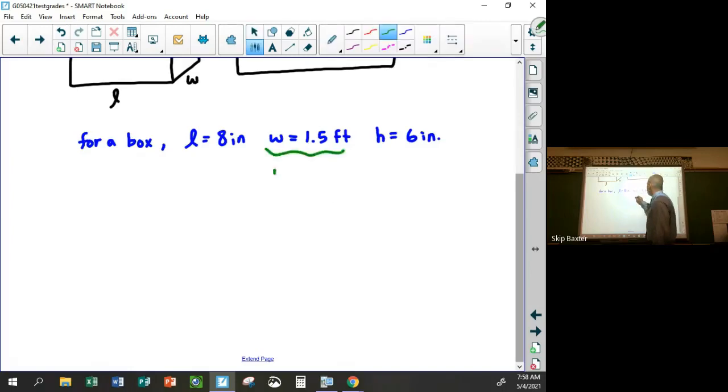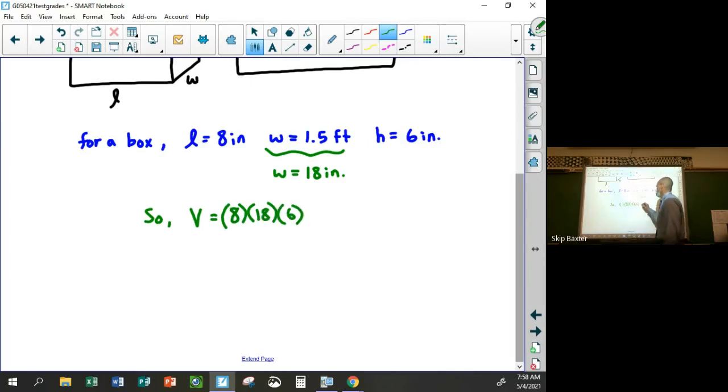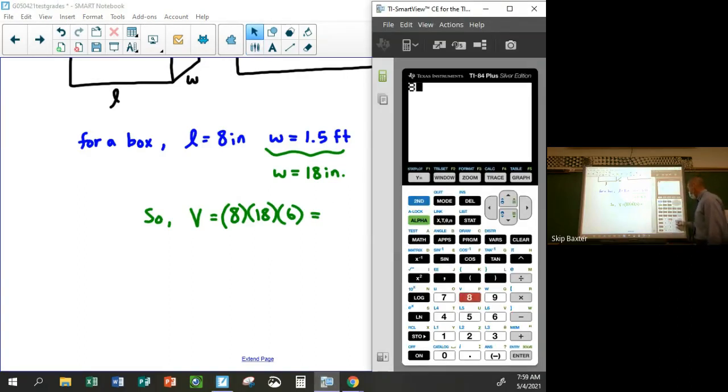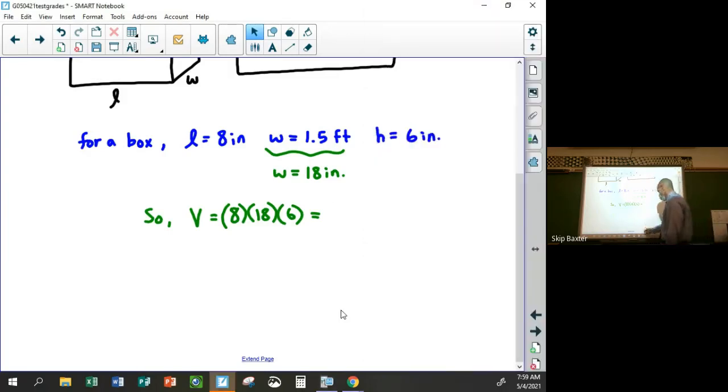I would change this. How many inches would that be? That's 1.5 feet. Yeah, 18. You just multiply 1.5 times 12. You get 18 inches. So the volume is equal to 8 times 18 times 6. Using the calculator, 8 times 18 times 6 is 864.